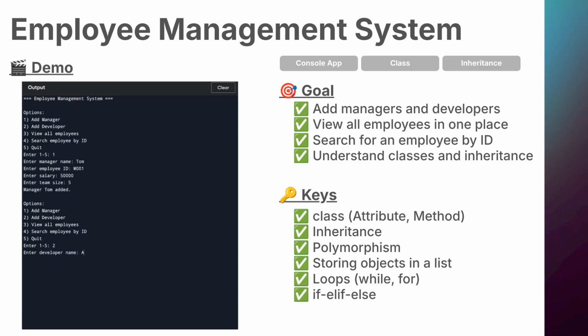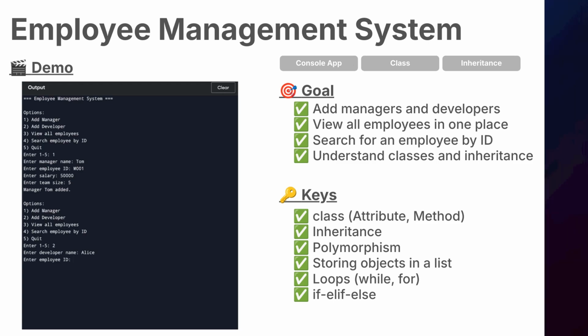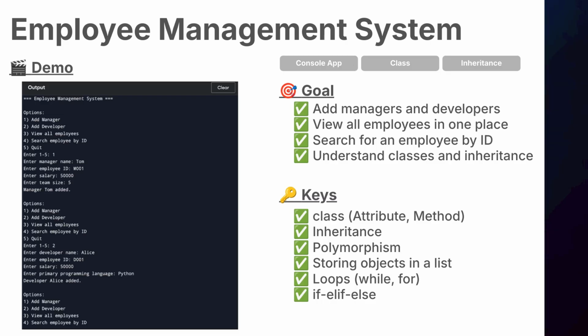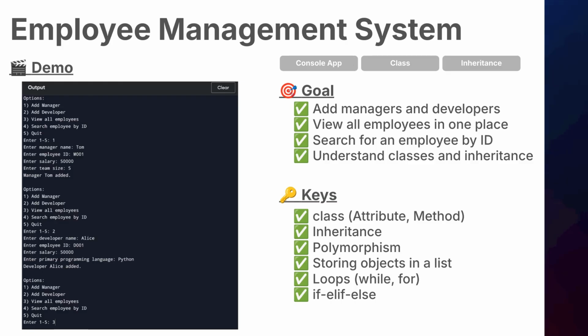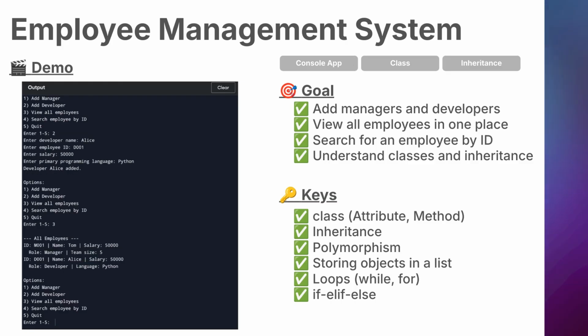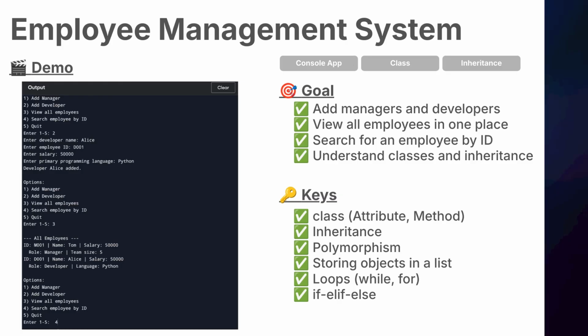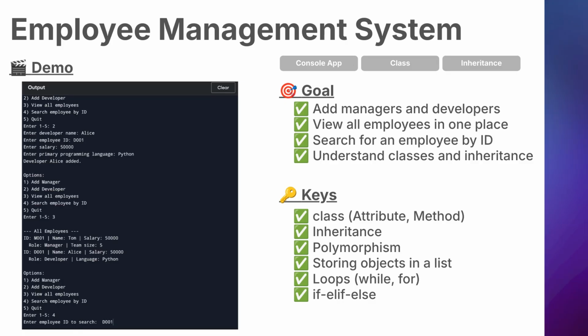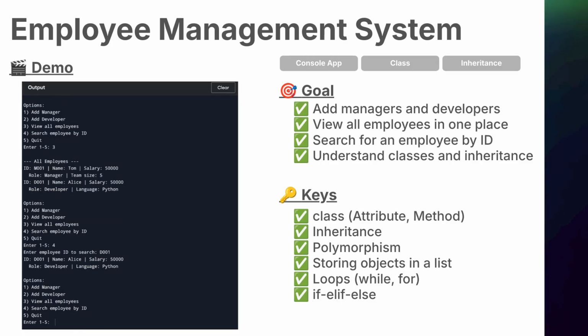Along the way, you practice some key Python skills, creating and using classes to model real-world data, applying inheritance to avoid repeating yourself, using polymorphism, so the same method name can behave differently for managers and developers, collecting input from users, storing objects in a list, using loops to process data, and writing clear conditions to handle errors and guide the flow. Great work! Try experimenting with new features or adding other employee types and see how far you can take it. See you in the next lesson.